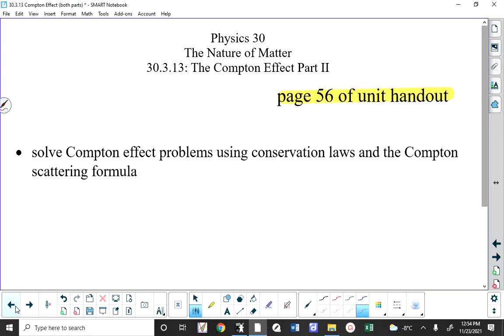And we're going to continue to use conservation laws today. Some of the problems that were assigned are like a couple of the examples we did yesterday that involved conservation of energy. Today we're going to use conservation of momentum. We're also going to use something called the Compton scattering formula.